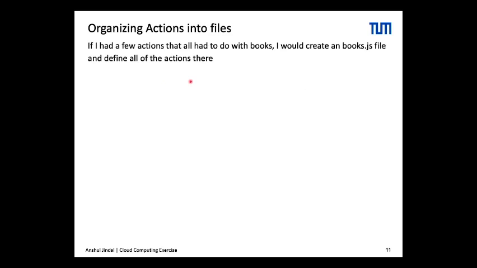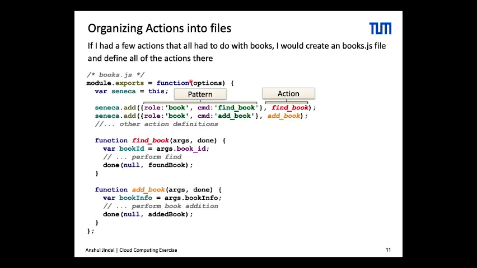Now you can organize these actions within files. Say you want all my books actions within a single file. You can do Seneca.add with the pattern and then the action, specify the function within that particular file, and then export it and use it within the other application or the same application. Currently, I am adding two functions within one microservice, but these can also be independent microservices depending on your logic itself.